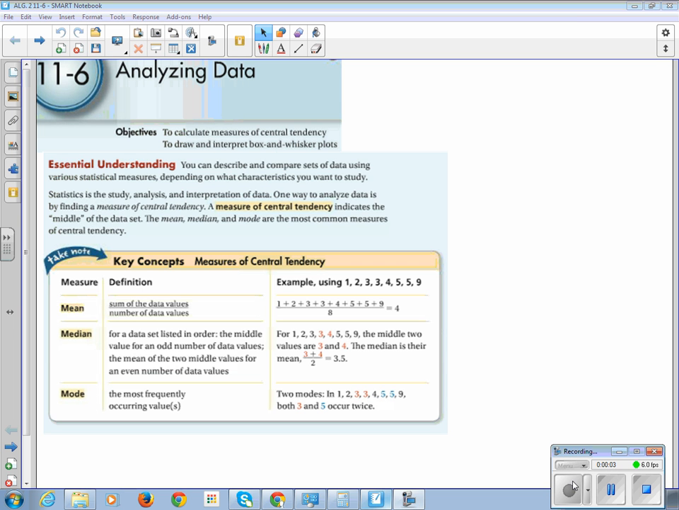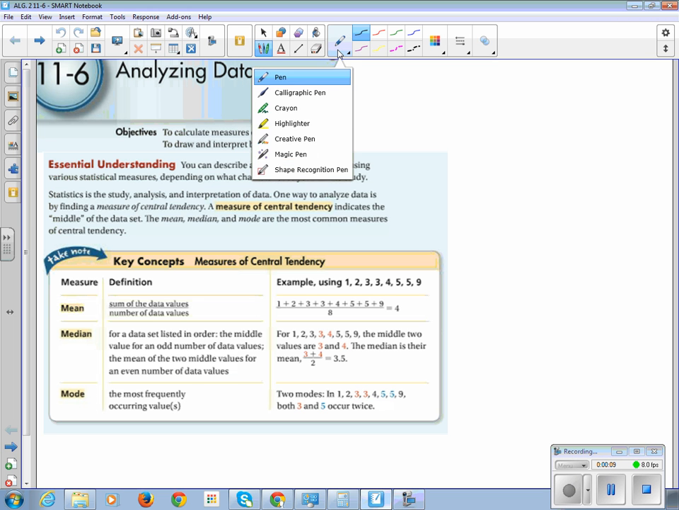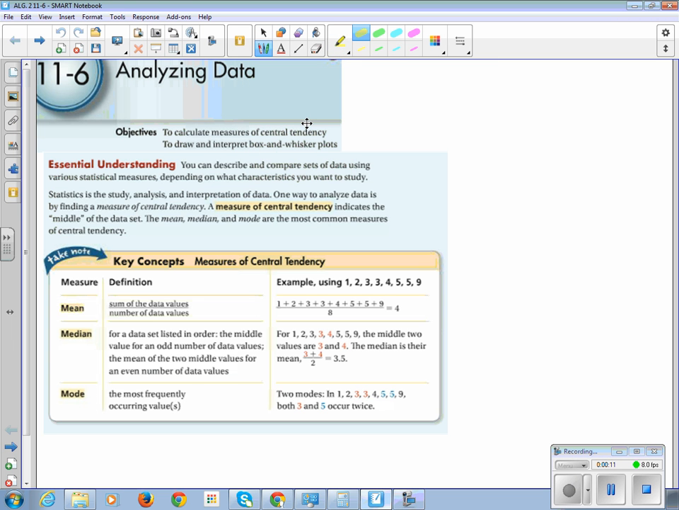Right, so this is Chapter 11, Section 6, Analyzing Data. And we finally made it. I've been waiting all semester for this. Our learning objective is to calculate measures of central tendency and to draw and interpret box and whisker plots.